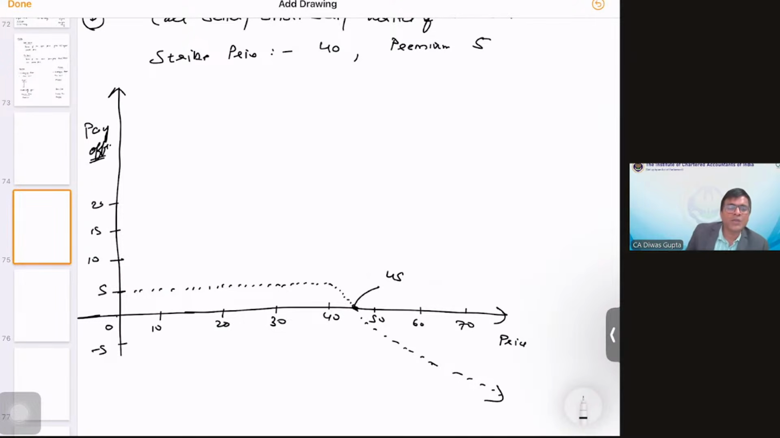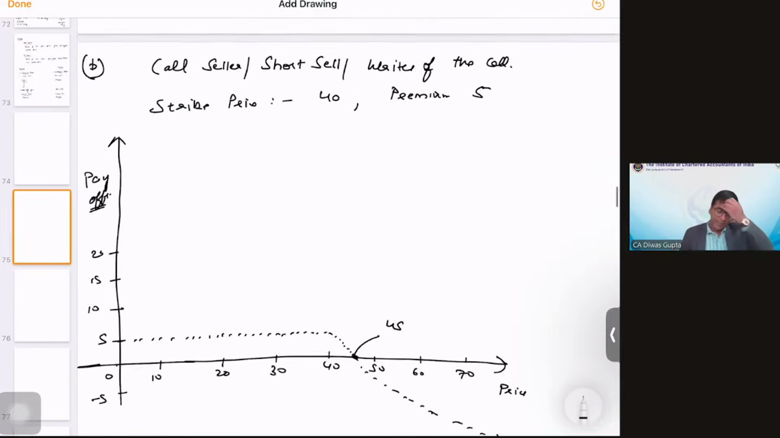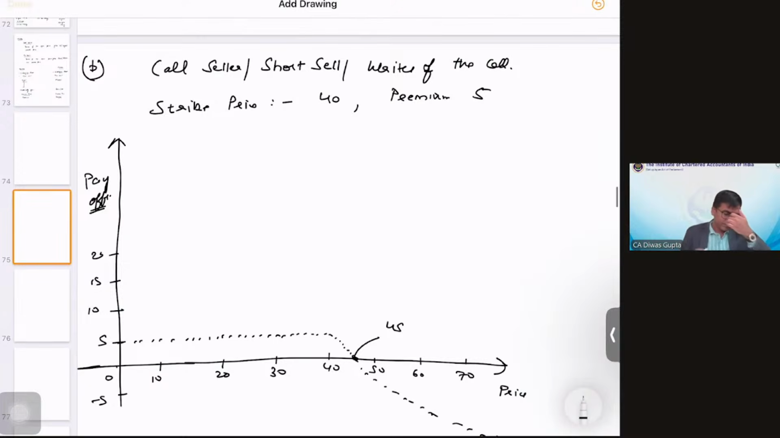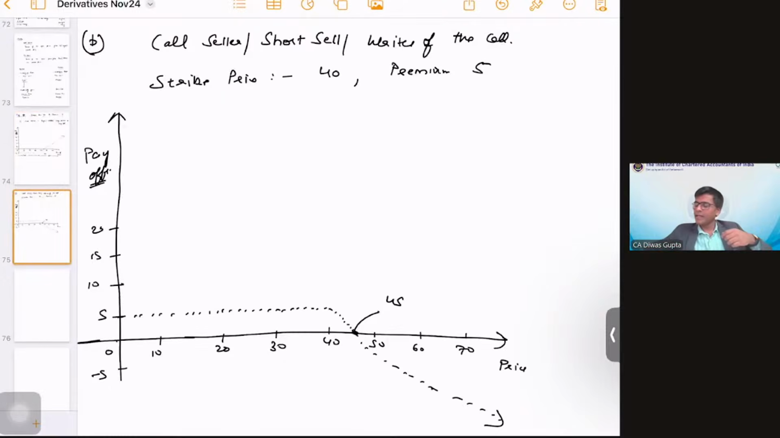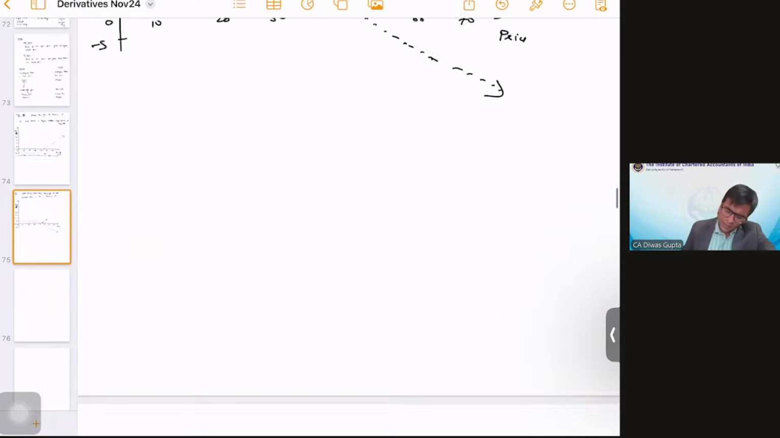So here what we can see, students, is that the gain is limited, but the loss is unlimited. Till 45, the gain is limited to 5 rupees, then the loss will be unlimited. Yes, Saminathan. Perfect. So this is the message that we are also trying to say. Clear? Any questions till now, students? Okay, perfect. Then the third scenario.